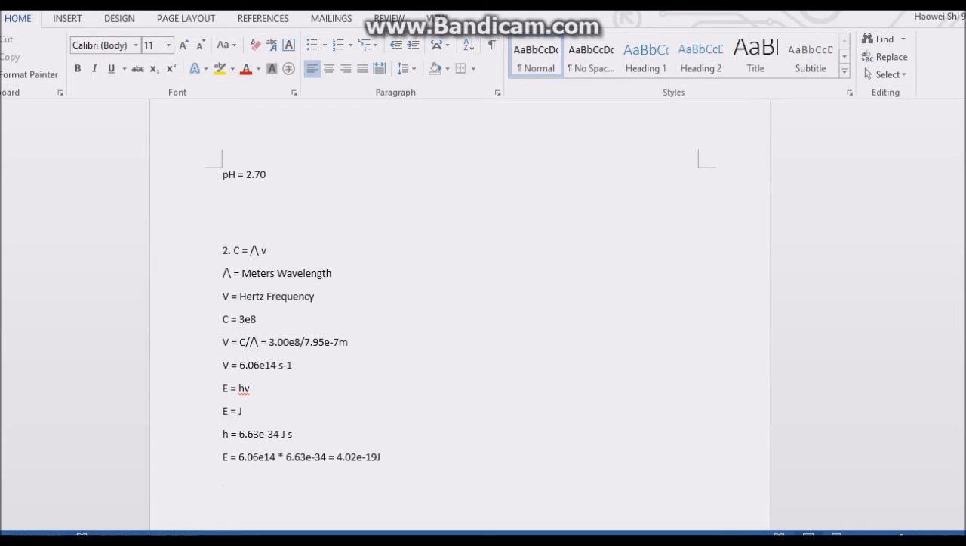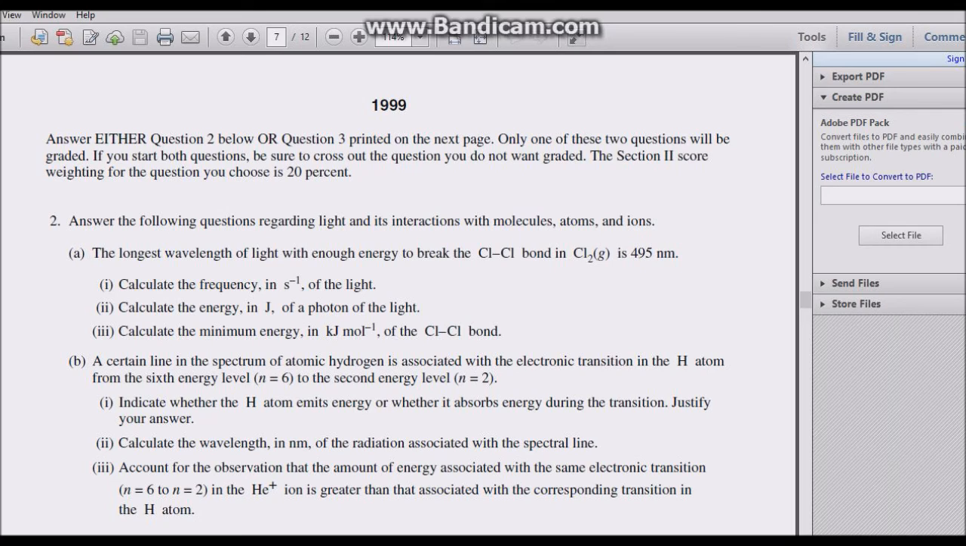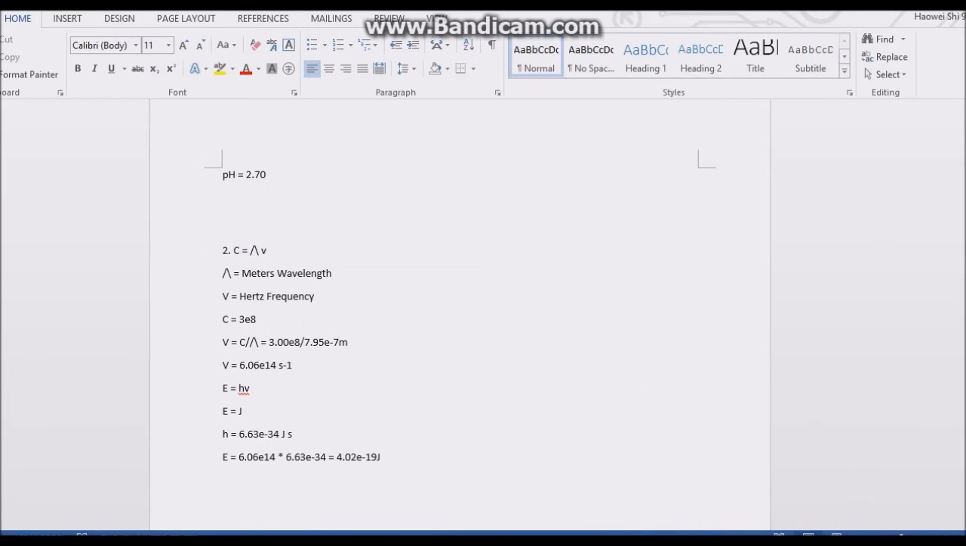Alright, pretty easy. Now, for the last part, it is to calculate the minimum energy in kJ per mole of the CO bond. So for that one, it is in kilojoules, right?